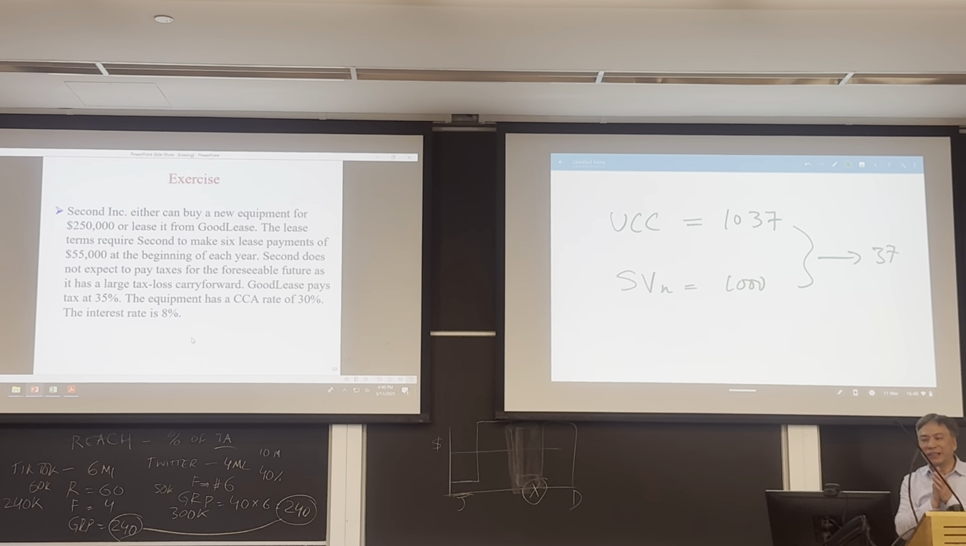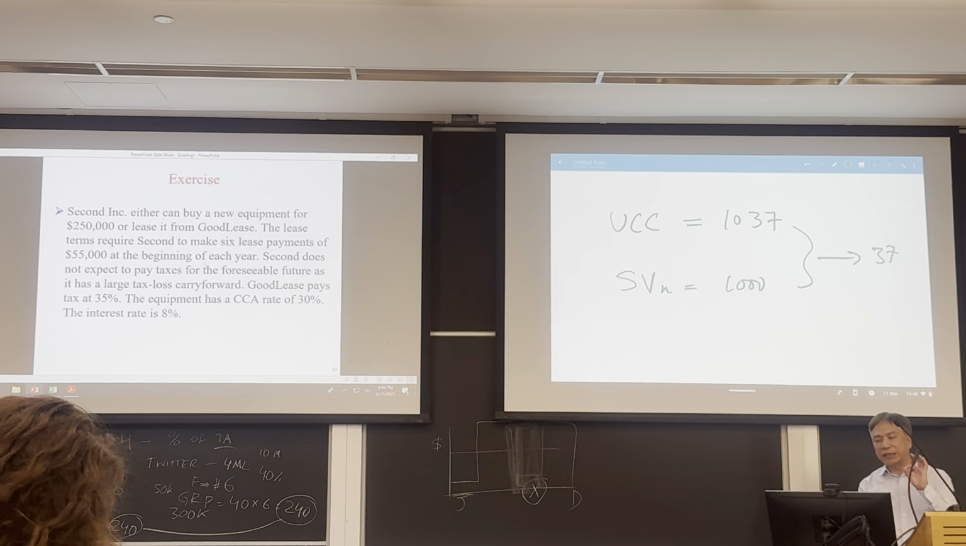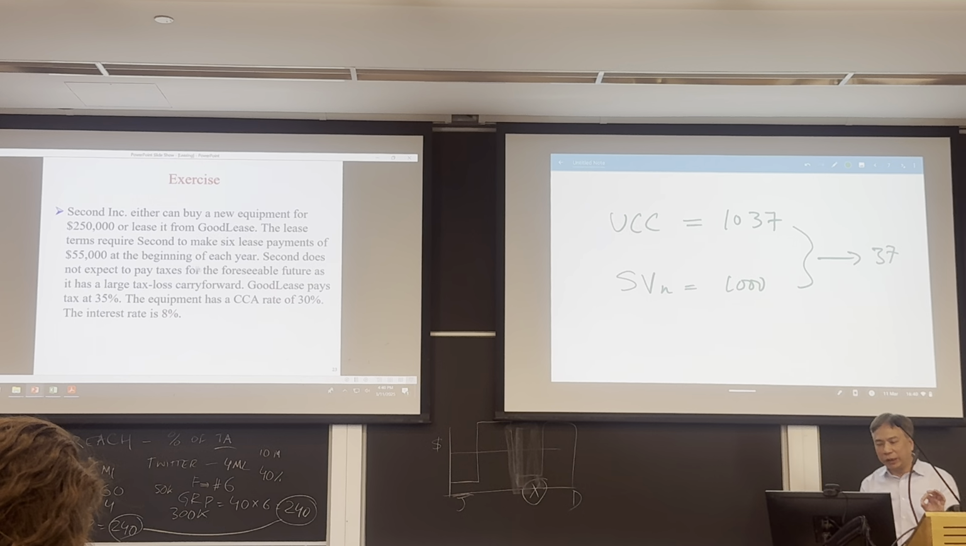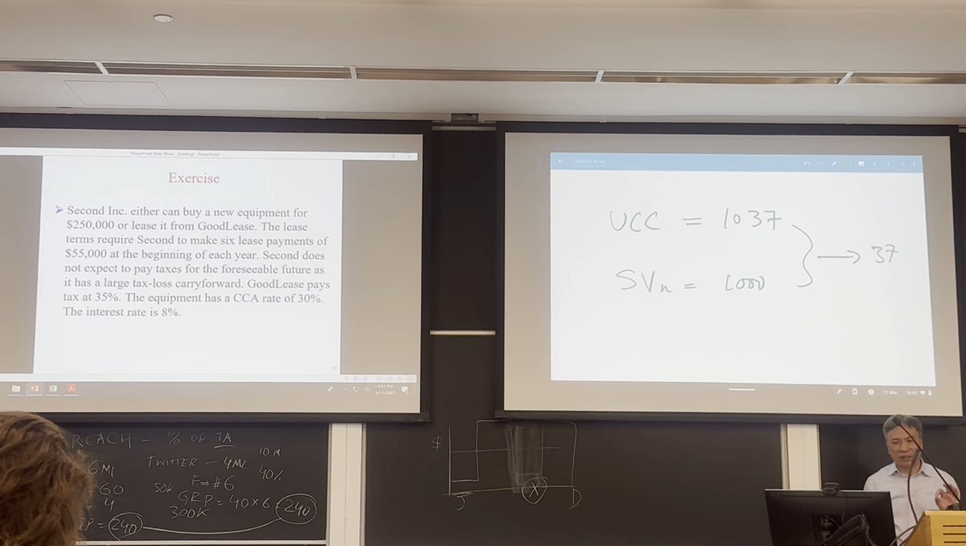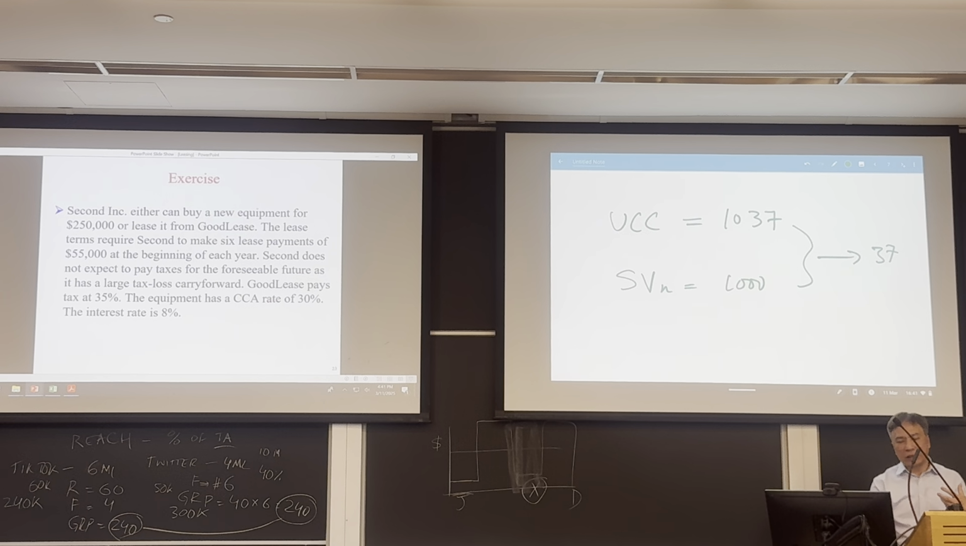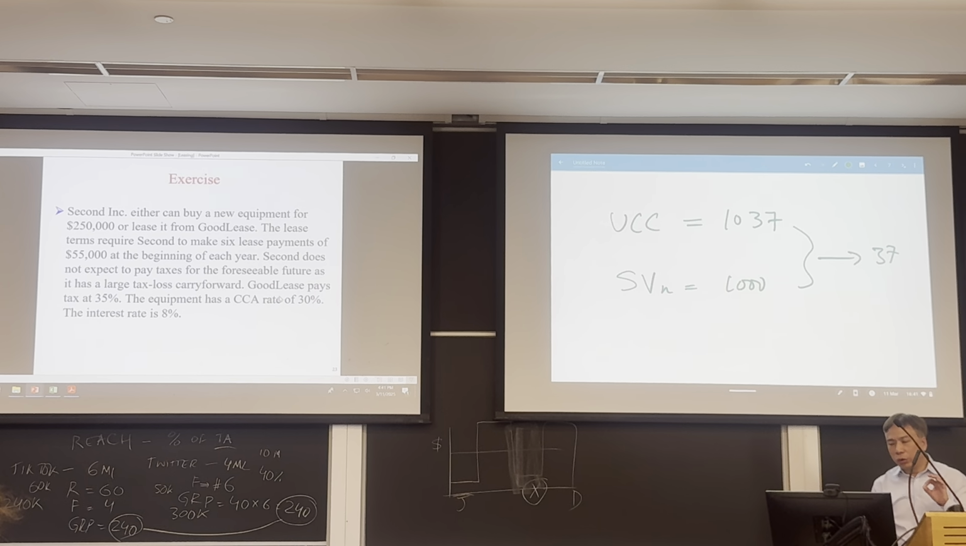Alright, now let's look at this little exercise. This is very similar to your assignment question, right? So Second Inc. either can buy a new equipment for $250,000 or lease it from Good List, which is a leasing company. The lease term requires Second to make 6 lease payments of $55,000 at the beginning of each year. Now, Second does not expect to pay taxes in the foreseeable future, so the effective tax rate for the lessee, Second Inc., is 0, because it has a large tax loss carry forward. Good List, the leasing company, pays 35% tax and has a CCA rate of 30%. Now the interest rate is 8%.